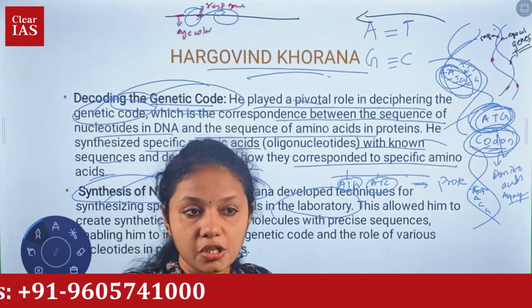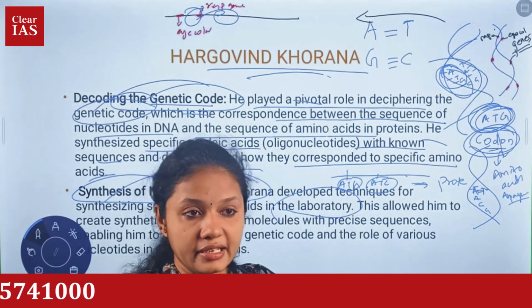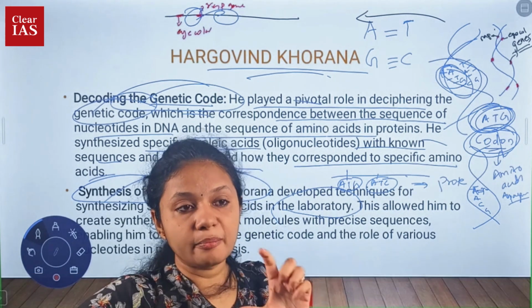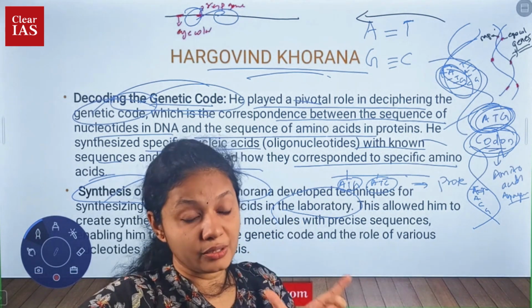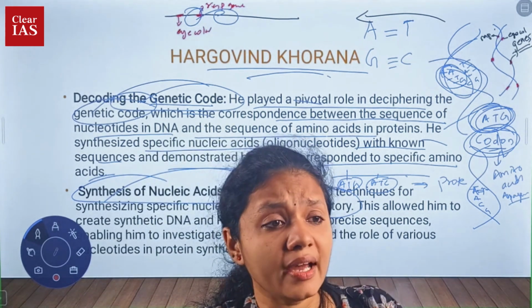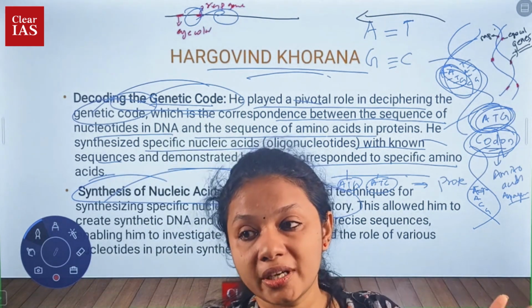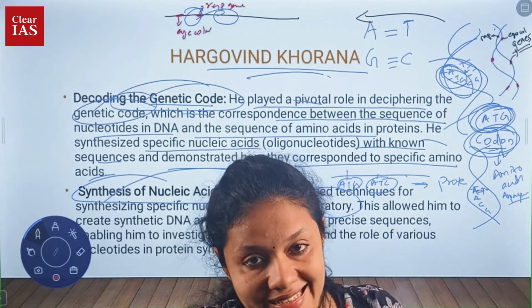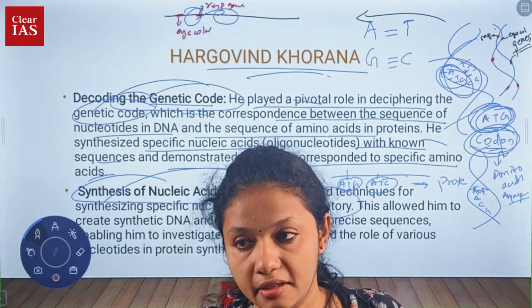Clear? Nucleotides and nucleic acids are different. Nucleotides are the basic part of nucleic acids, that is, the basic part of DNA. Adenine, guanine, thymine, cytosine are known as the nucleotides. Nucleic acids are DNA or RNA.